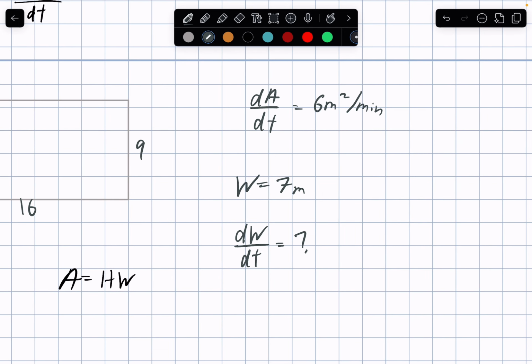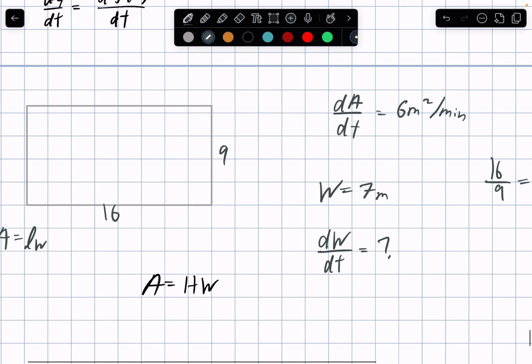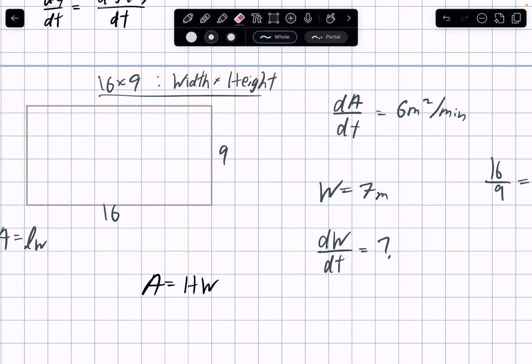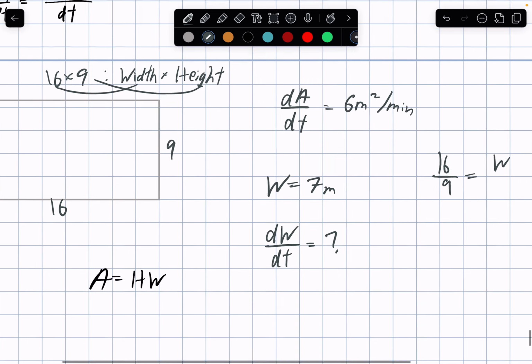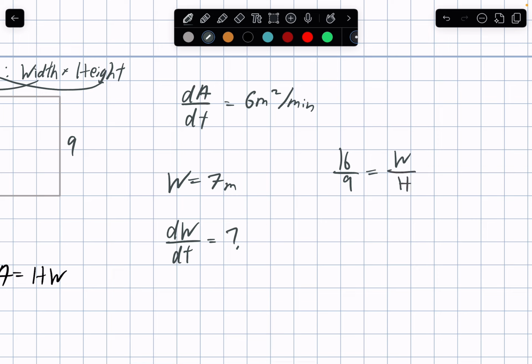We do have 16 and 9, right? So 16 over 9 is equal to the width, right? 16 by 9, width times height. This is the order. So width is to 16, height is to 9. So let's try expressing in terms of another variable. So 16h equal to 9w. h is equal to w times 9 over 16.